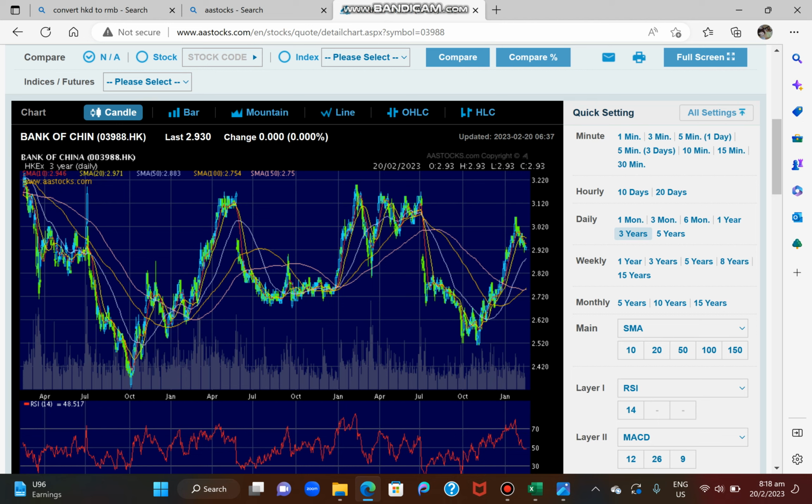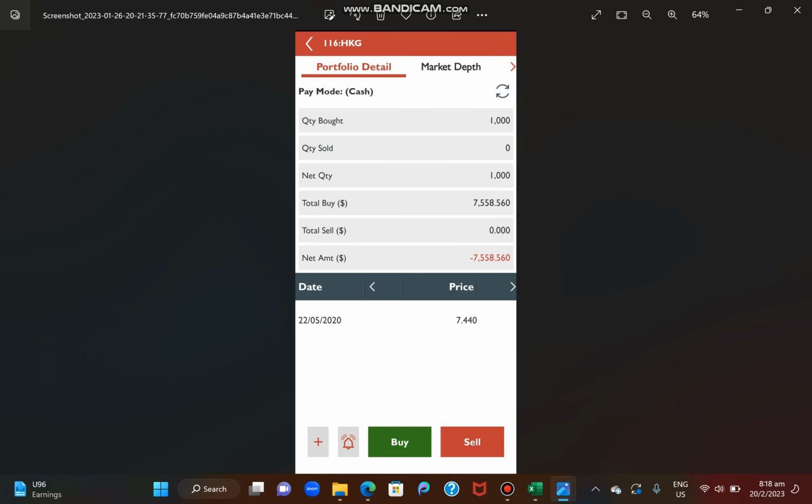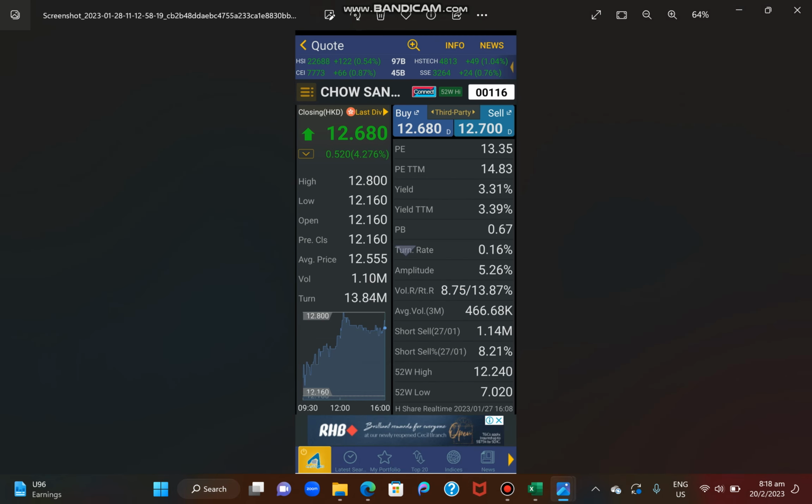Another example that we want to share with you is another Hong Kong stock known as Chow Sang Sang, which is a jewelry seller. For this Chow Sang Sang, we use the same way to calculate the valuation, and we took a position in May 2020 at a price of 7.44. The price of Chow Sang Sang went up recently to 12.68, and we sold it off at a profit of more than 60%.